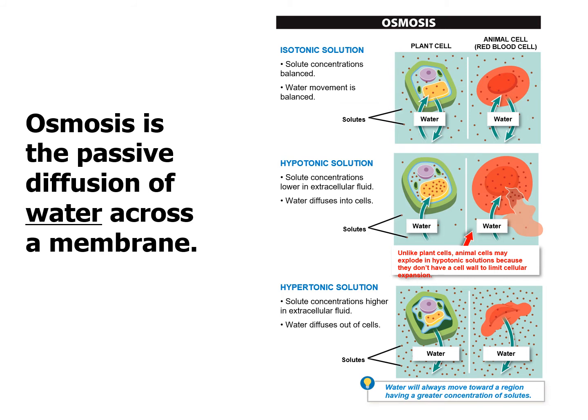In the hypertonic solution, make sure you pay attention to how both of those are spelled. Hypo has an O and hyper has an E. This is going to be water diffusing out of the cell, and our cell is going to shrink and shrivel.